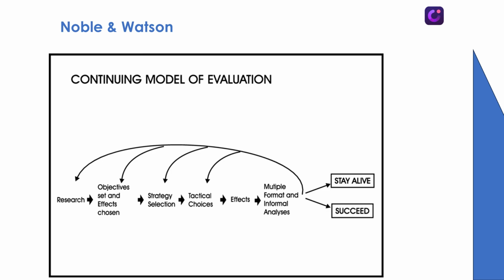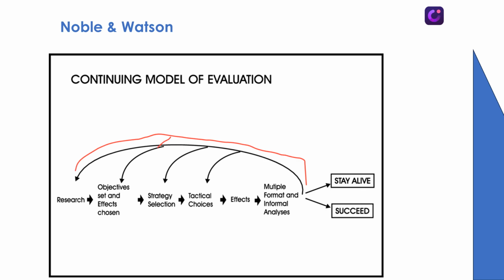And I'm sure you have figured out by now that what Noble and Watson are saying is that at the analysis stage, whatever information you get will help you in your research stage, objective setting stage, tactical stage, and the various stages that came before the analysis. That's because if it is a long campaign, remember there are short bursts of measurement and evaluation going on.